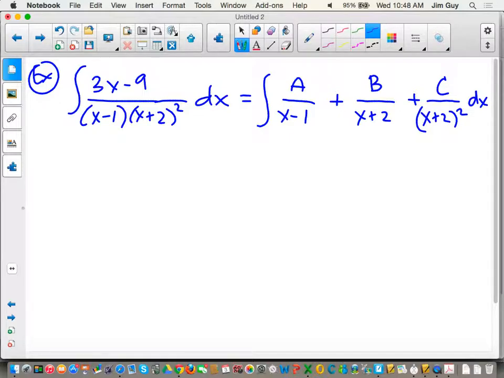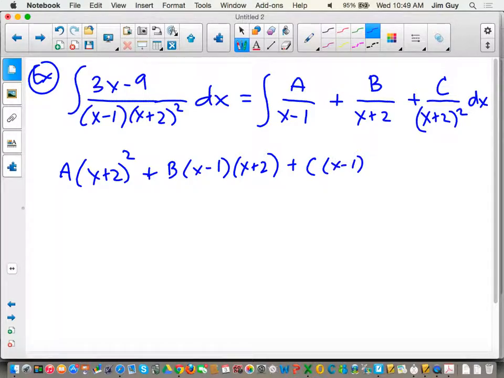We're going to get a common denominator. So the A, that first term, we would actually have to multiply by the x plus 2 squared. The second one, you just have an x plus 2. So the B, you'd have to multiply by the x minus 1 and another x plus 2. And then the C, here you already have an x plus 2 squared, so you only need an x minus 1. And this needs to equal the numerator you started with.